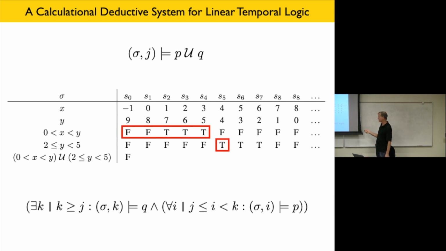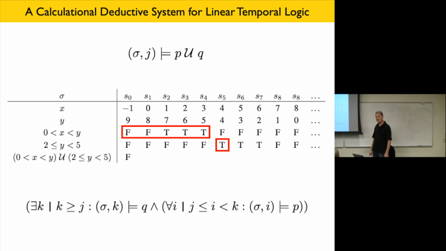It is. Now, why is that? In order for this to be true, what has to happen? This first one has to be true until this is true, right? But it's not. Does everybody see that? It's not true until 0 less than x less than 5. P is not true until Q is true, because it's false here and here. So it's not true until then.